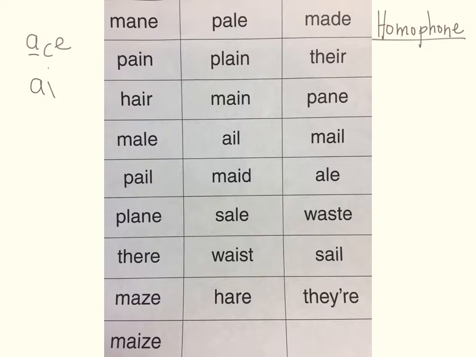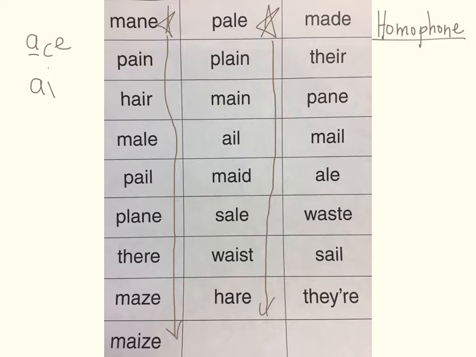Okay, so I'm going to go through and read the words from top to bottom. We have up top mane, pain, hair, male, pale, plain, there, maze, maze, pale, plain, mane, ale, maid, sail, waist, hair. And then I have maid, there, pain, male, ale, waist, sail, and there.